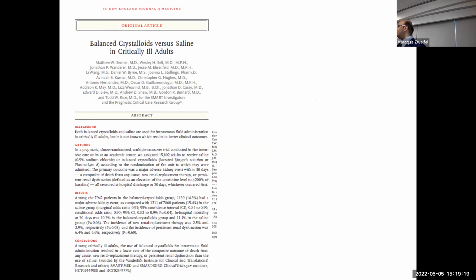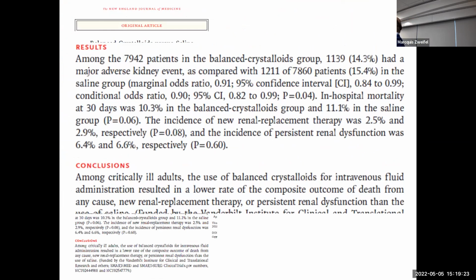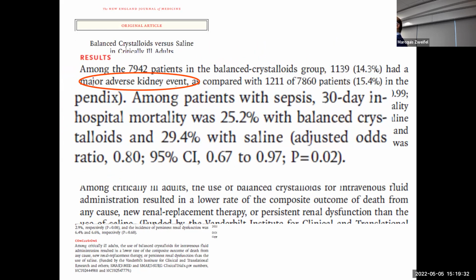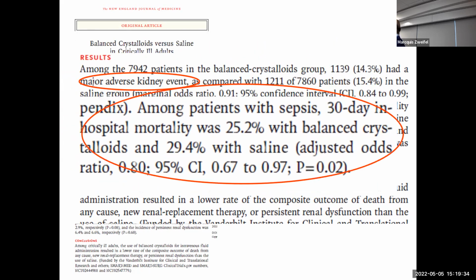This is the study that showed LR is better than saline. In general, in all patients, not just septic shock, it reduced the adverse kidney outcomes. But in the group with septic shock and sepsis, it improved mortality. Makes sense? So this study is what made everybody follow the surgeons in using LR.